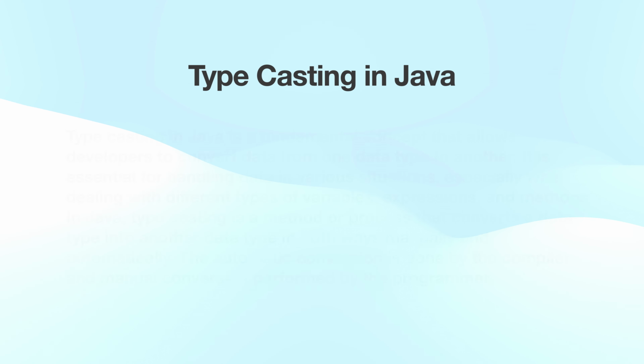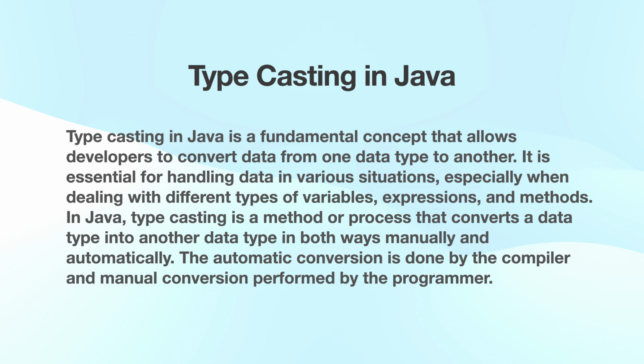Typecasting in Java is a fundamental concept that allows developers to convert data from one data type to another data type. It is essential for handling data in various situations, especially when dealing with different types of variables, expressions, and methods. In Java, typecasting is a process that converts a data type into another data type in both ways, manually and automatically. The automatic conversion is done by the compiler, and manual conversion is performed by the programmer.